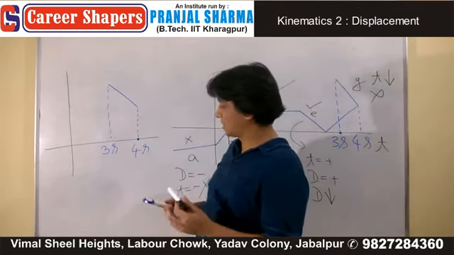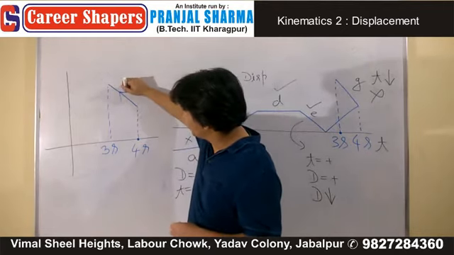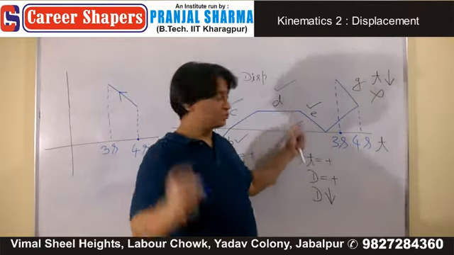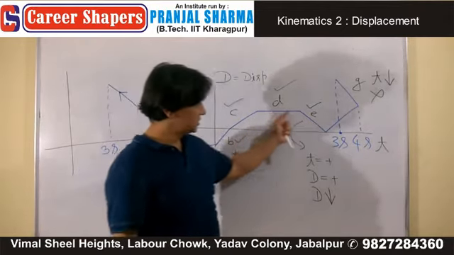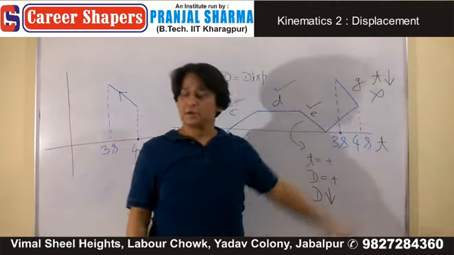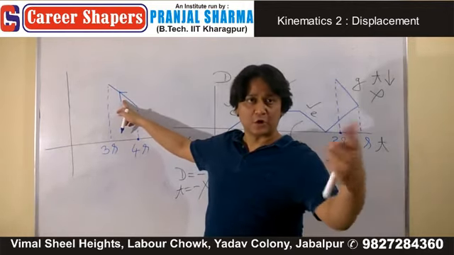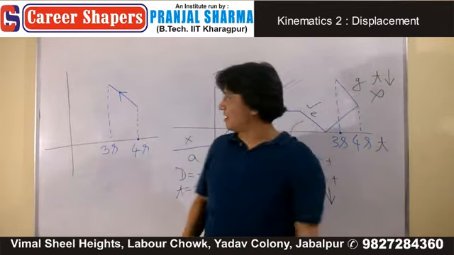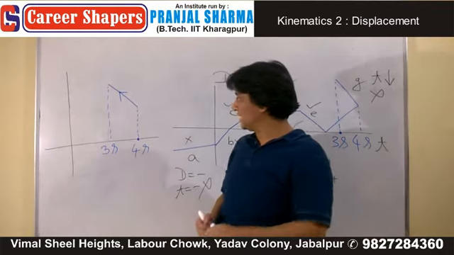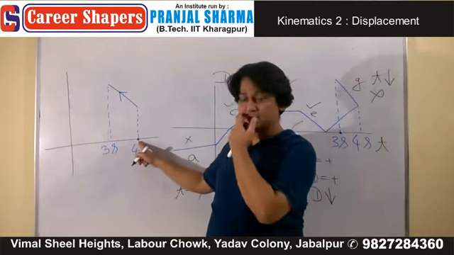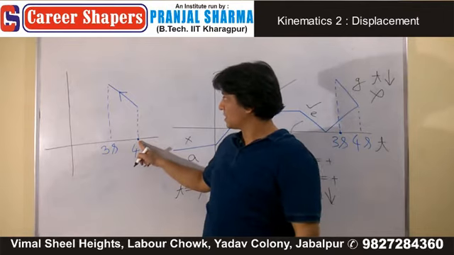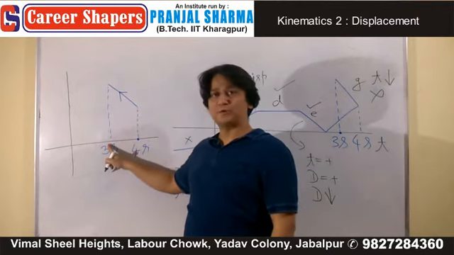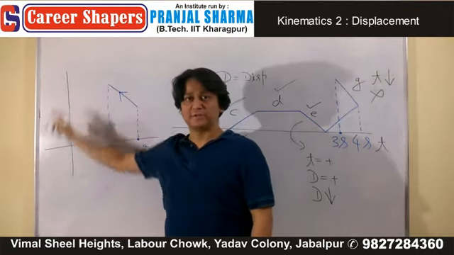But remember, your graph is running in this direction. This arrow is just to tell you that we are moving in this form. This arrow is not for vector or anything. This arrow is telling you the way you are using your graph. What does it tell you? It tells you that when time is 4 seconds, your distance is positive. When time is 3 seconds, your distance is positive.